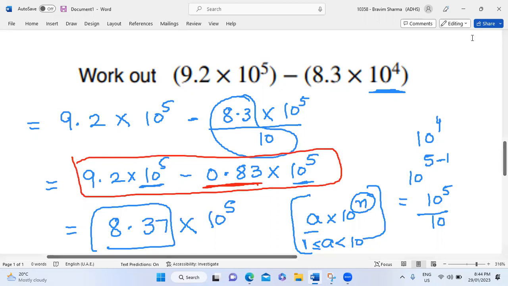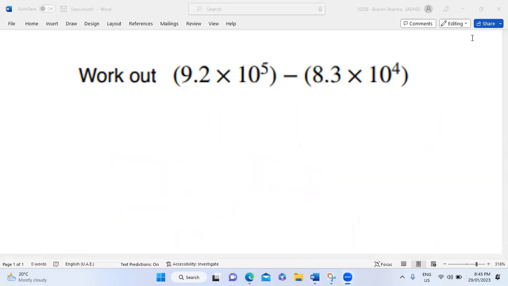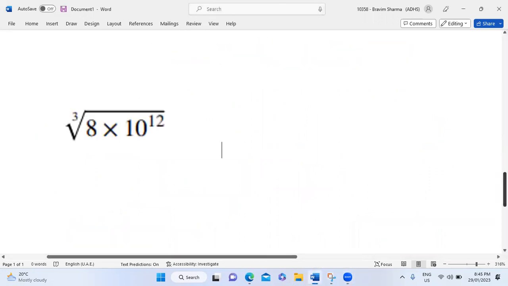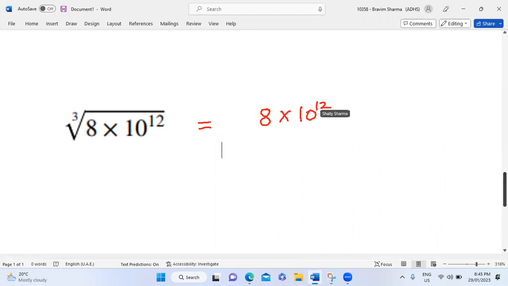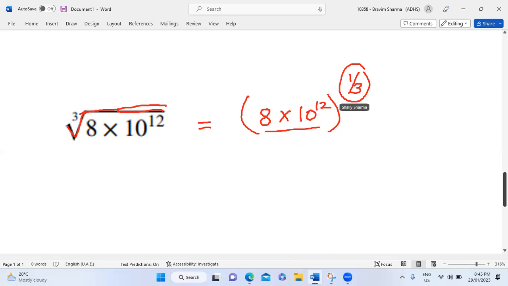Okay. Now our last example, where I will be taking some exponent value of a whole number written in the standard form, and how we can simplify this. So this is written as 8 times 10 to the power of 12. This is a radical form. If you see my earlier videos, I have explained what the radical form is. I will write it first in the exponent form, meaning I am writing it as a power. So it is 8 times 10 to the power of 12, raised to the power of 1/3.